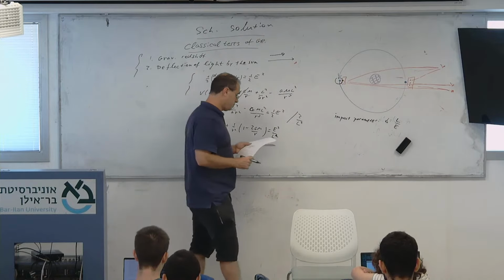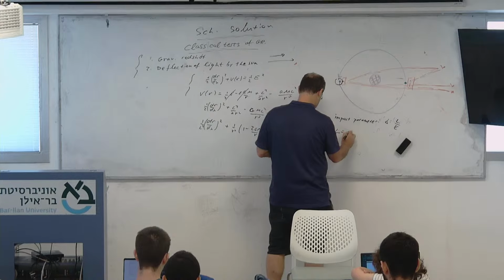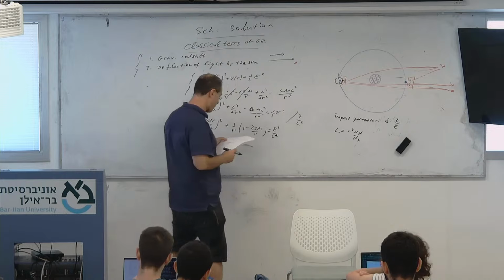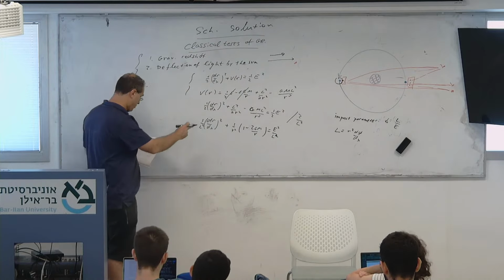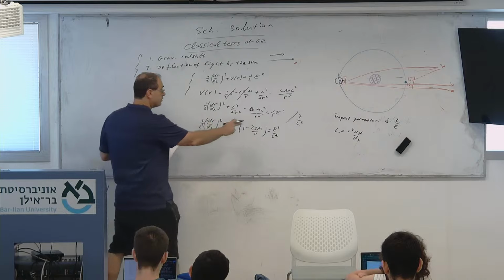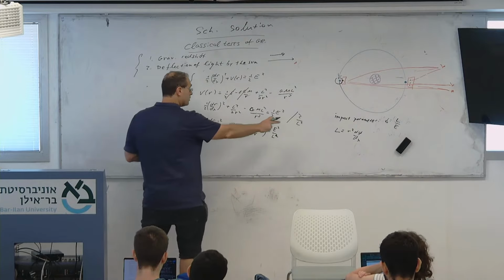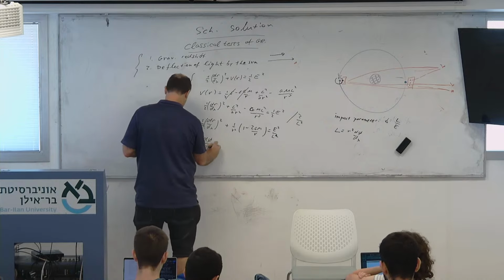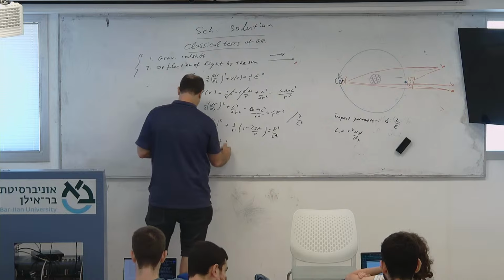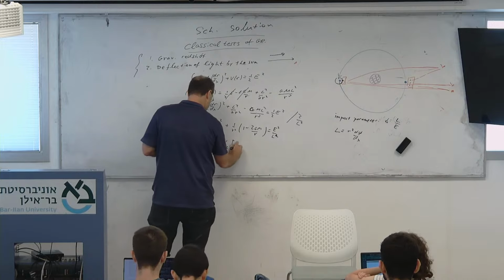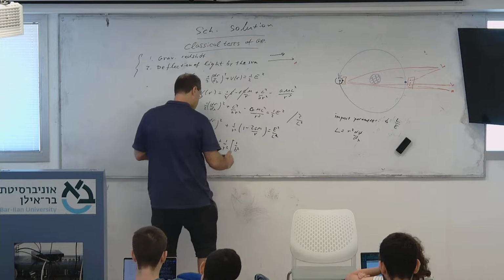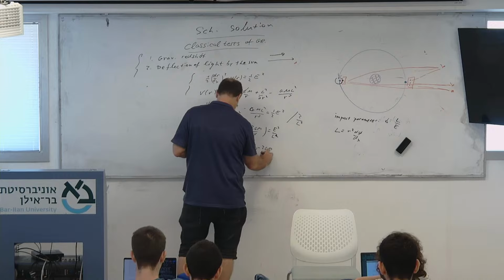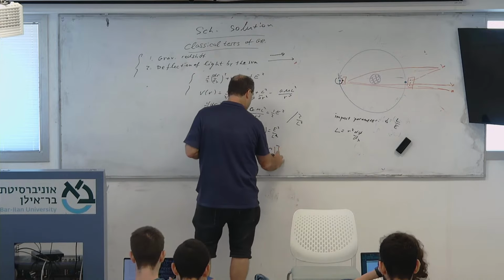And I use L is r² dφ/dλ. And we get from this equation dφ/dr is plus minus 1 over r², times [1/b² minus 1/r² (1 minus 2GM/r)] all to the power minus 1/2.